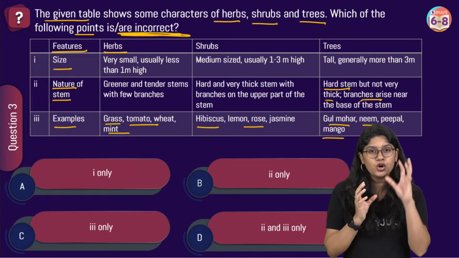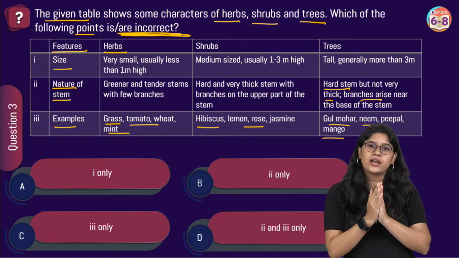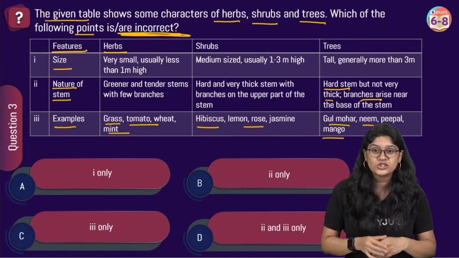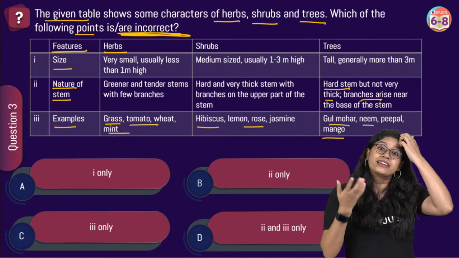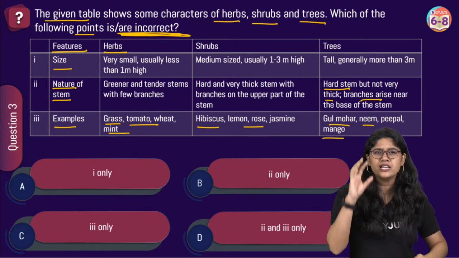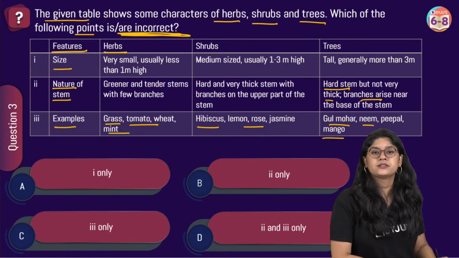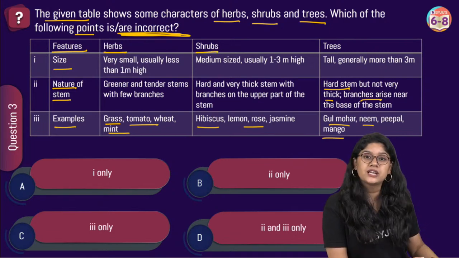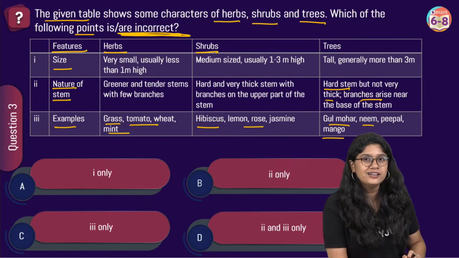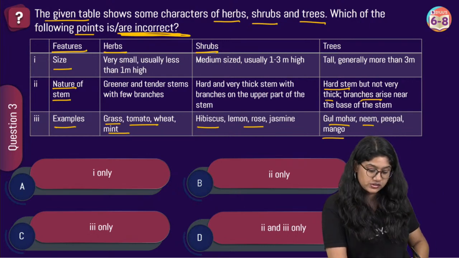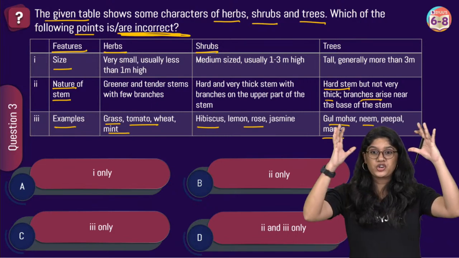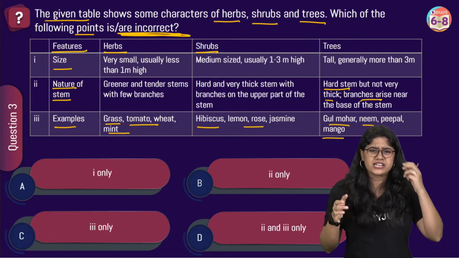So in the question we have three different types of plants, right? We have the herbs, shrubs and the trees. We know that herbs are those tiny plants, right? They have very soft stem. Tulsi is an example. Grass, mint, all of these very small little plants. Then we have shrubs, which will be a little bit taller. They have a little bit thick stem. Hibiscus and lemon are examples. Then we have big trees, which have very thick stem.